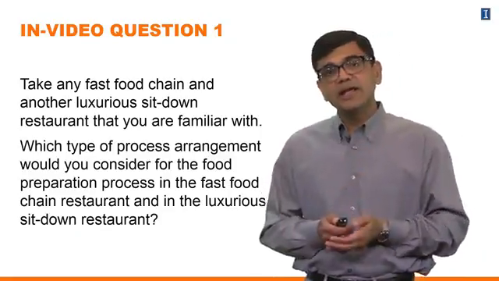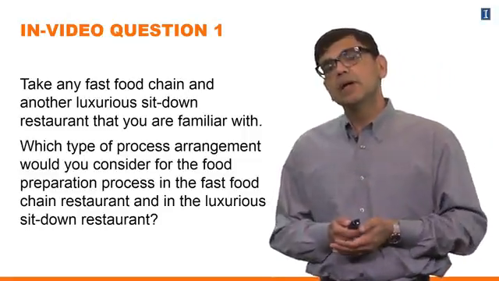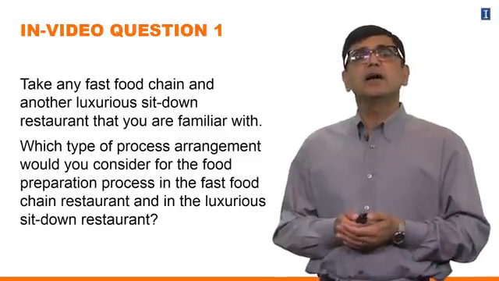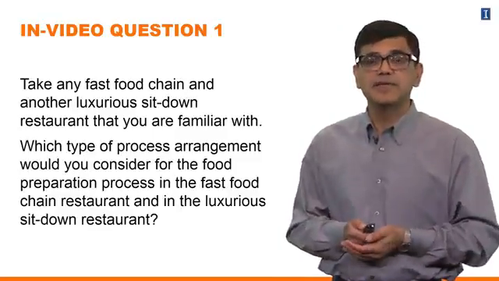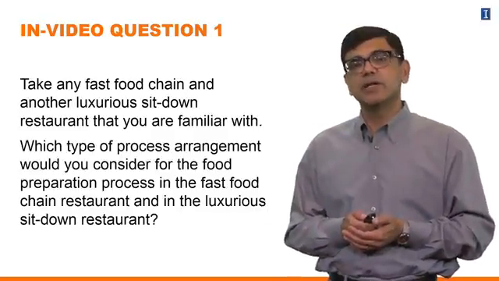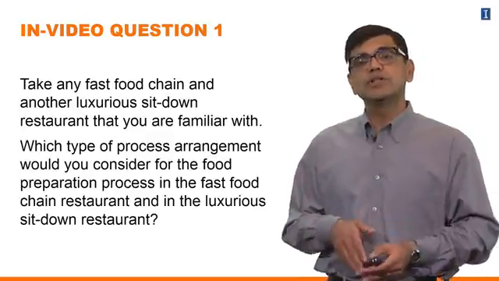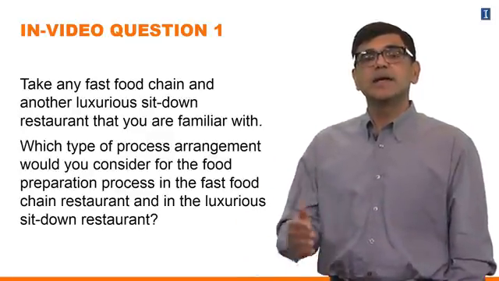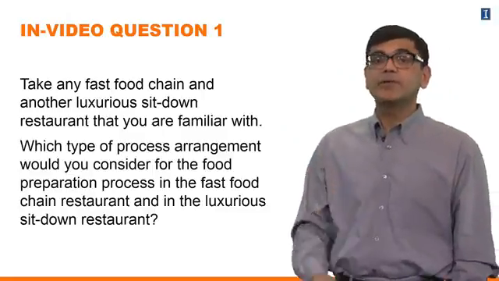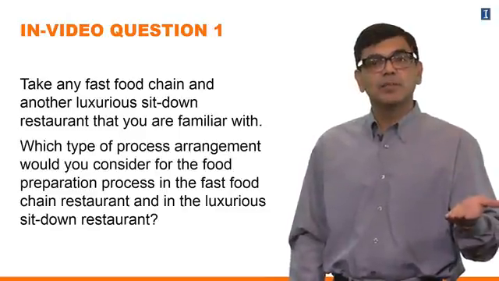Right. Now, what I'd like you to do is take these concepts and apply them on your own. So take the idea of a fast food restaurant that you might be familiar with and a sit-down restaurant that you're familiar with. Now, you may have seen this context being used when you're talking about order winners and qualifiers, and you're talking about what do customers care about. But now we're talking about what kind of process arrangement might be needed for these two types of restaurants.